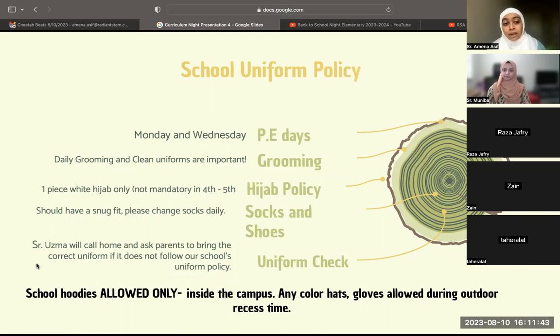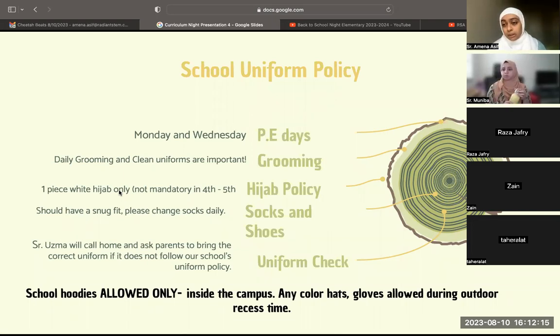For girls, another important thing is one piece hijab only, which is also called an Amira hijab, not Shaila hijabs, because swings and the spinner do not allow any loose clothing, shoe straps, waistbands, anything that has loose cords. That can be a safety issue. That's why either I would have to ask them to remove the hijab or we would not want them to wear it. It's not mandatory in fourth grade.